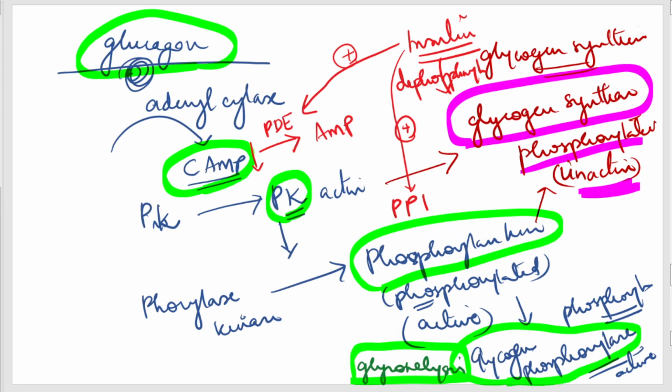Also, this is about glucagon and insulin. You have to know that glucagon activates the enzyme by phosphorylating it, and insulin activates the enzyme by dephosphorylating it. And you have to understand how cyclic AMP levels alter all these phosphorylations and dephosphorylations.